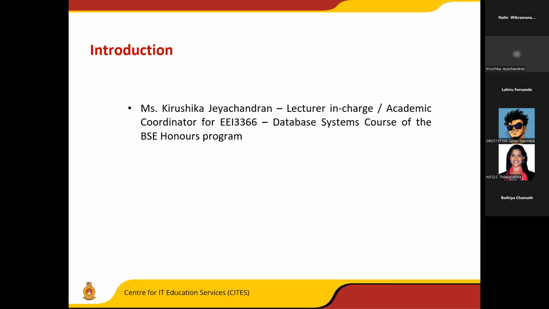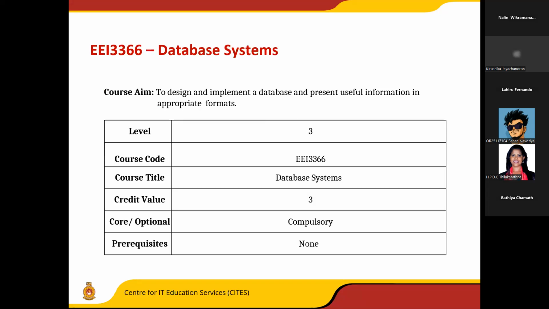So this course stands with the course code EEI3366. Once you start this degree program, you will come to realize the importance of these course codes. In this particular course code, EEI3366, the first digit 3 stands for your level 3, and the next 3 stands for the credit. So this particular course contributes 3 credits in your GPA calculation. So you know the weight of this particular course, and as I said earlier, it's a compulsory course.